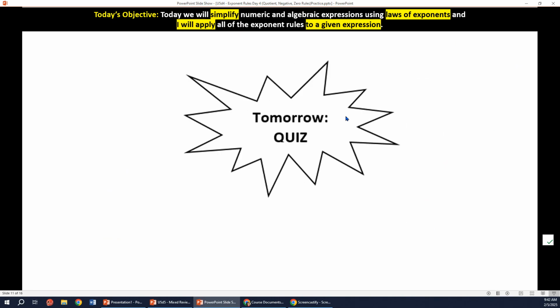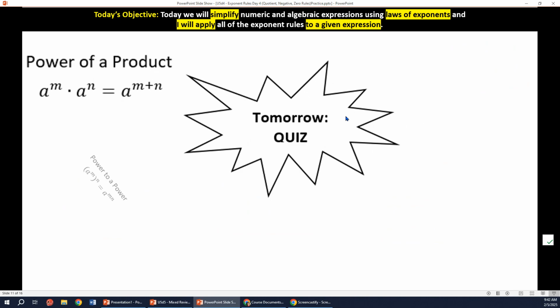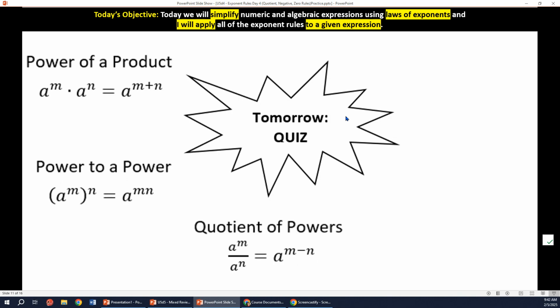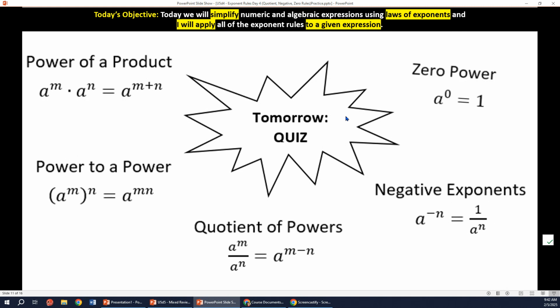All right, we do have a quiz tomorrow. So for our quiz tomorrow, make sure you're familiar with your power of a product rule. Add them together. Your power to a power rule, multiply them if your exponent's outside of parentheses. Quotient, when you're dividing, you subtract. Your negative exponents, move them to the other side of the fraction and change the sign. And your 0 power, anything to the 0 is 1. Okay? Hopefully this helps strengthen those properties that we've been working on the last 4 days, and you will be ready for your quiz tomorrow.